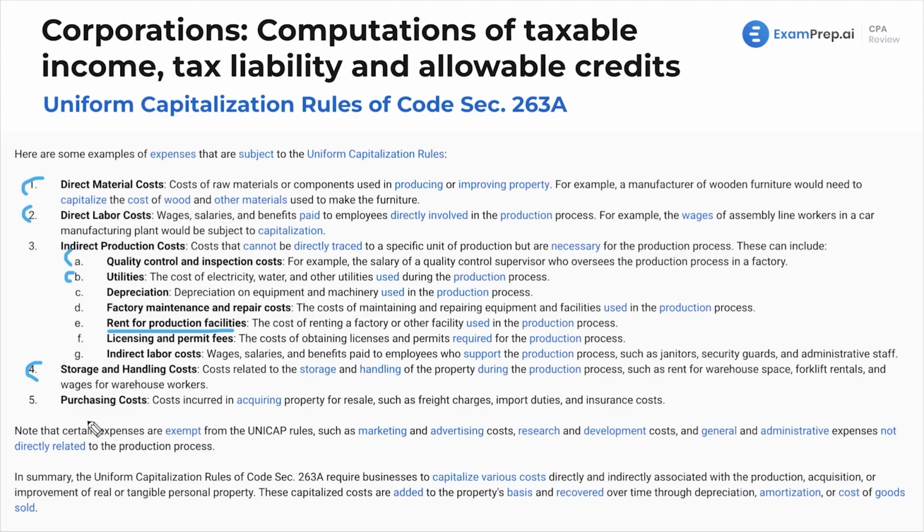Note that certain expenses are exempt from the UNICAP rules, such as marketing and advertising costs, R&D costs, and general and admin. These are not directly related to the production process.